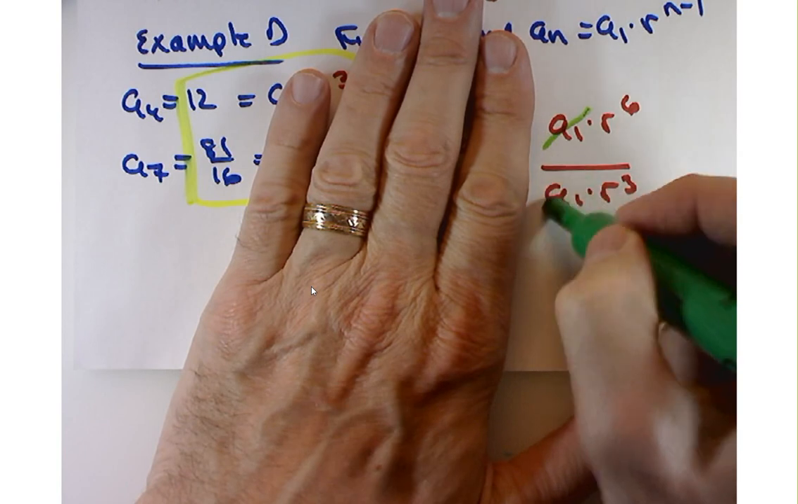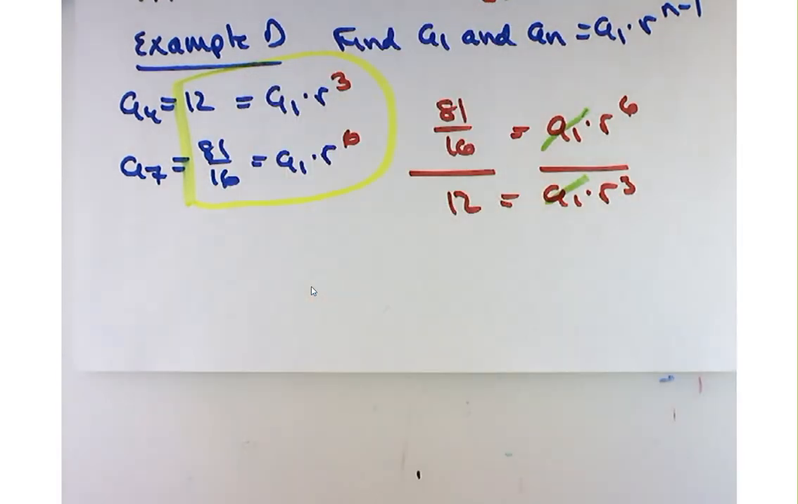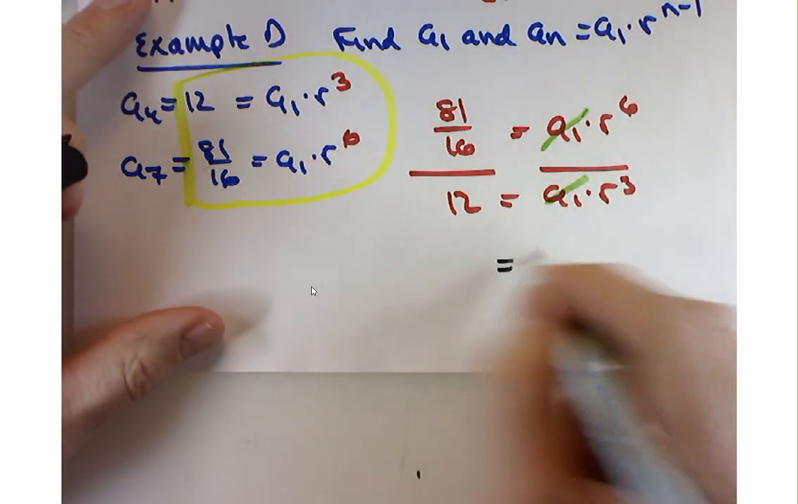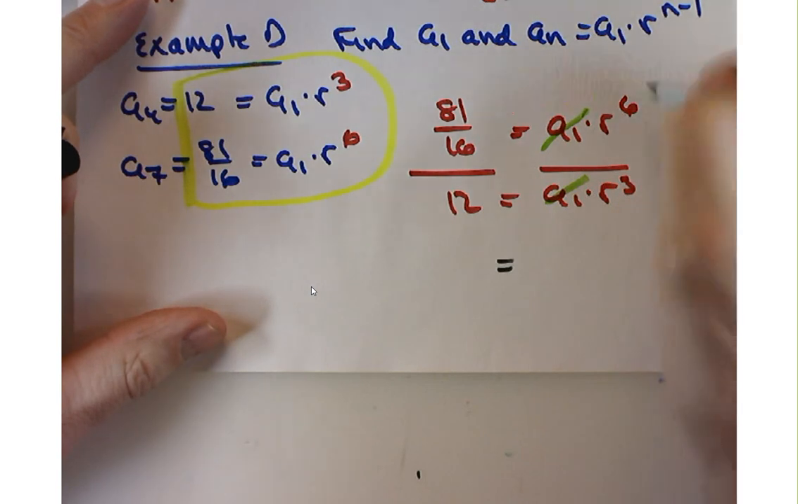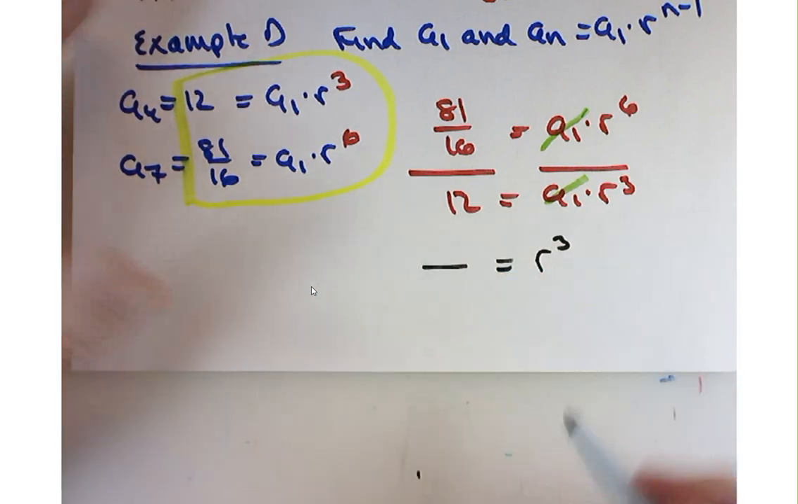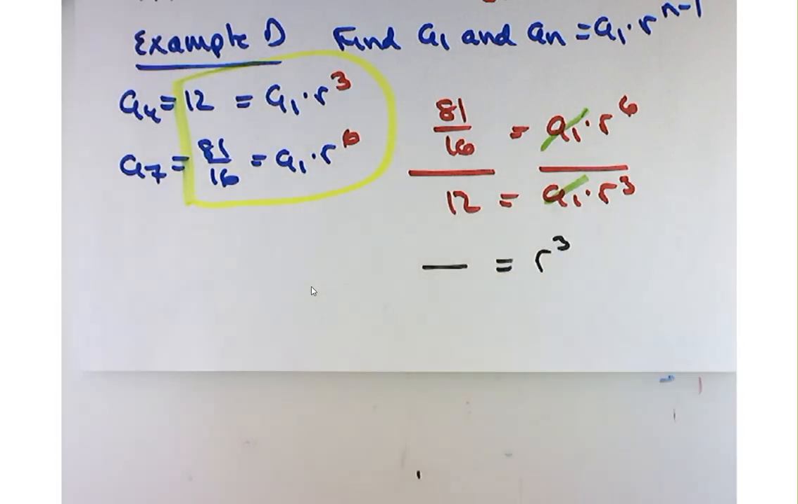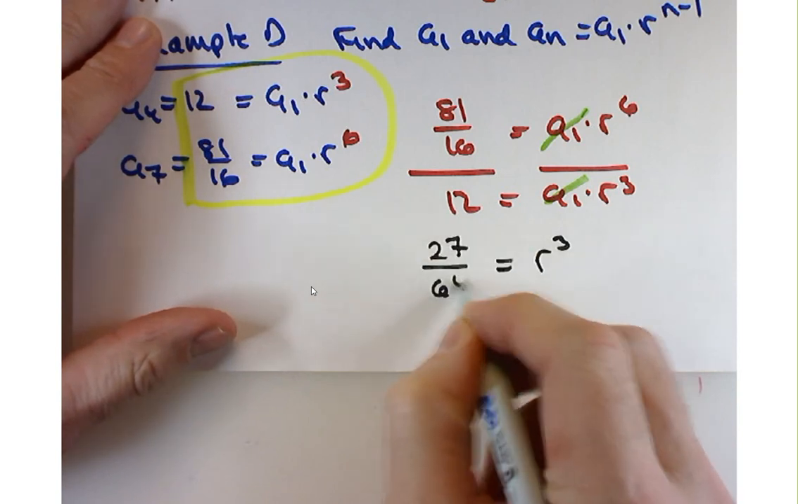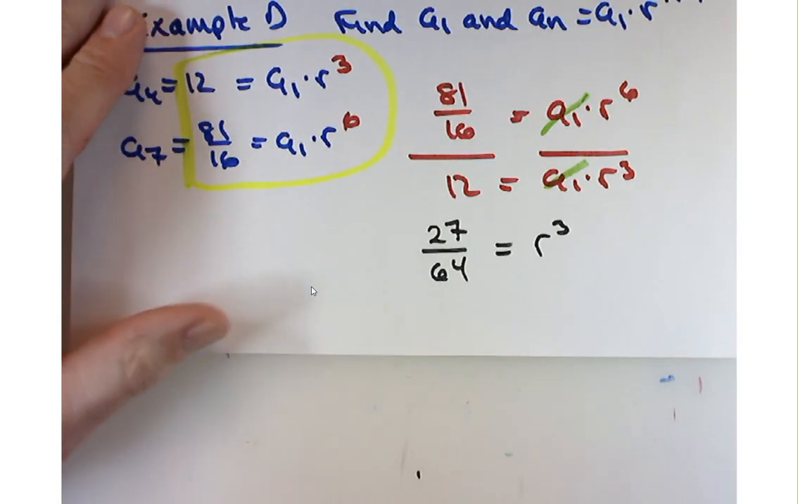A sub 1. That cancels right away. And Jacqueline spied the fact that I've got r to the 6th divided by r to the 3rd. What happens? You don't divide this, you subtract the exponents, right? That gives me r cubed. Now on the left hand side, you're going to end up with 27 over 64. Just trust me on that one.